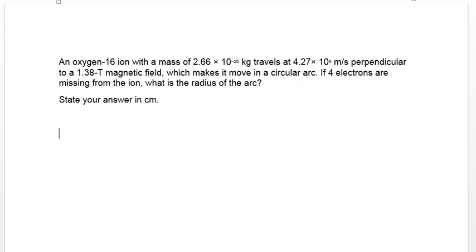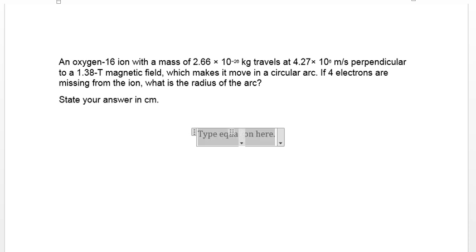All right, so we have an oxygen ion. We have its mass, we have its velocity. It's moving perpendicular to a magnetic field, and it makes a circular arc because it's moving in a magnetic field, right? 4 electrons are missing from the ion. So what is the radius of the arc?